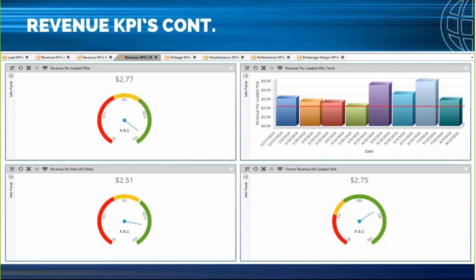Once again, you have a number of different items that you can adjust on these, whether it's the time frame you're looking at or items you want to include or exclude as revenue types that are included in the calculations.